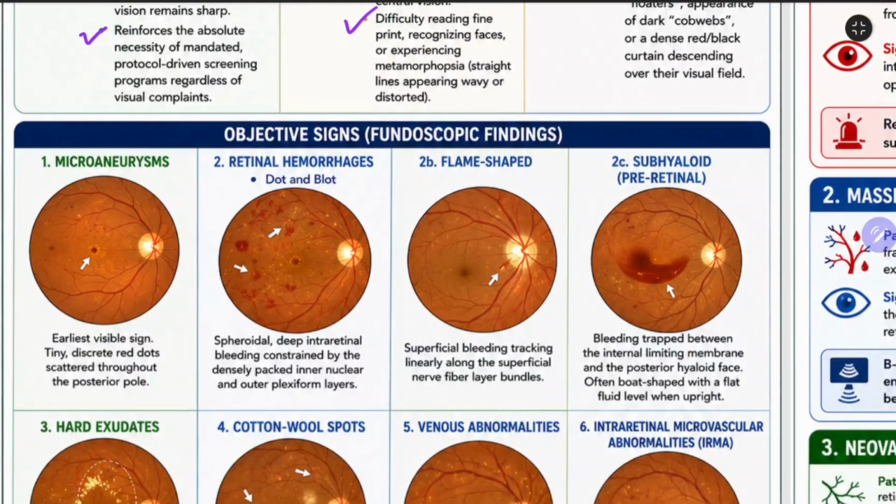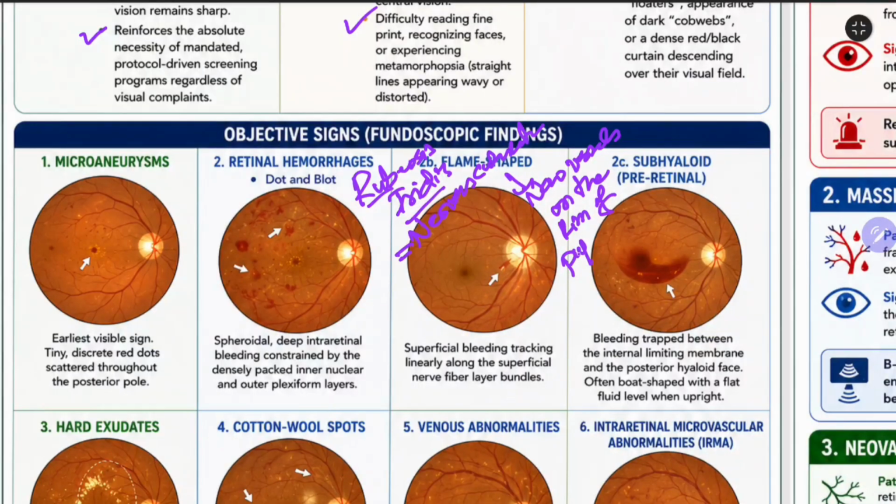Objective signs. A patient comes with symptoms or may be asymptomatic. The first thing we do is fundoscopy. But before fundoscopy, we should ensure that the patient does not have neovascularization over the iris, also known as rubeosis iridis. This should be ruled out. It will present as new vessels on the rim of the pupil, the rim of the iris.